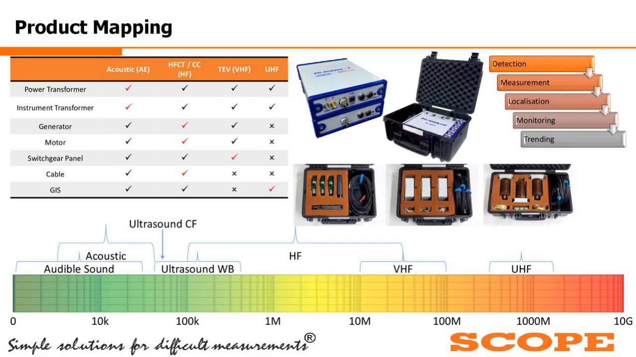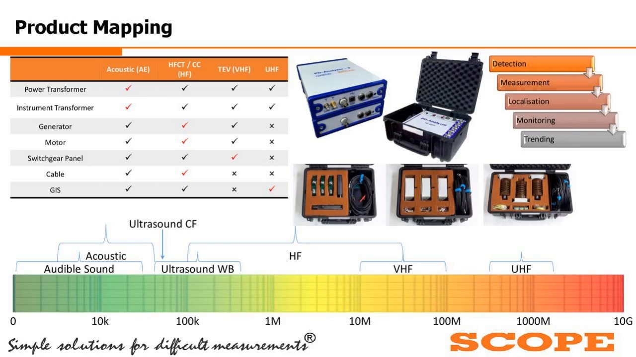As you are seeing over here, and as we discussed, it comes with a sensor set, depending upon the kind of application that you have. Suppose you want to do PD testing of your generator and motor, so you will require a coupling capacitor. If you want to do PD testing or PD monitoring of your cable, you will require an HFCT. If you require PD testing of your GIS, if you have got internal UHF sensors, it is fine.